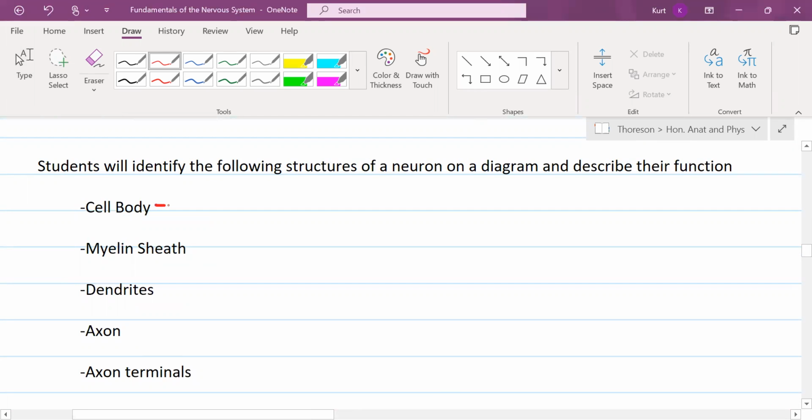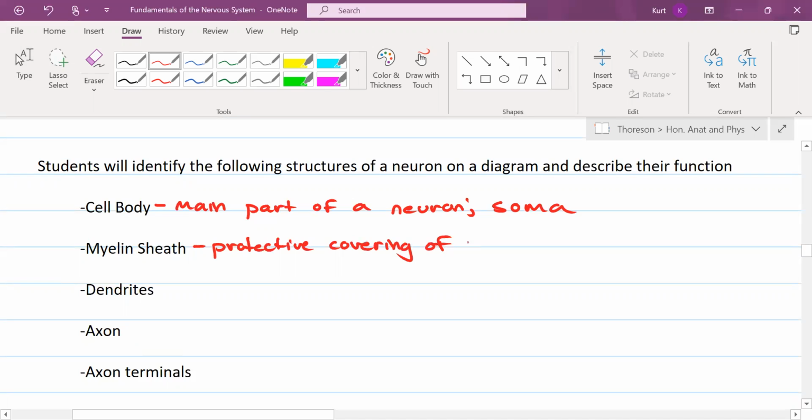All right, cell body. The main part of a neuron, what's another name for it? Soma. The myelin sheath: protective covering of an axon. Speeds up a signal.